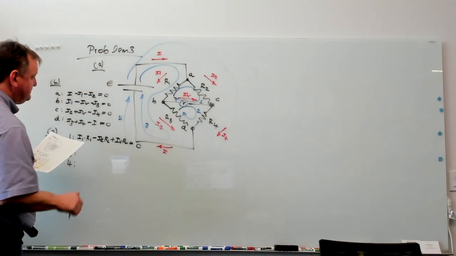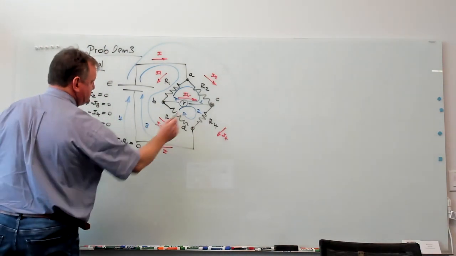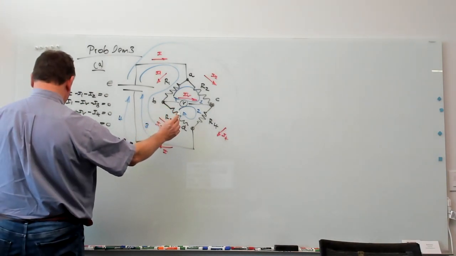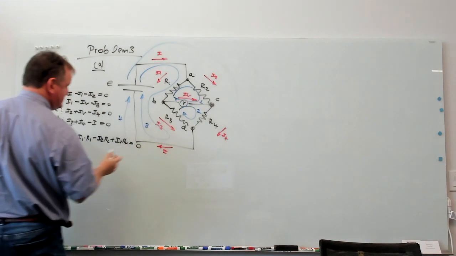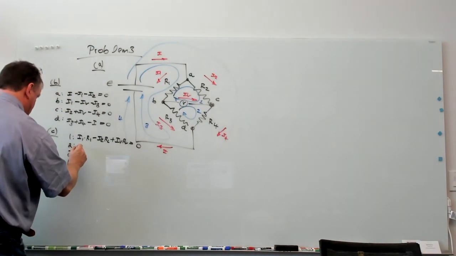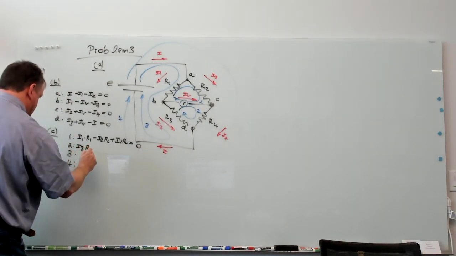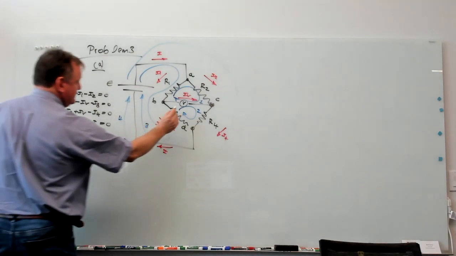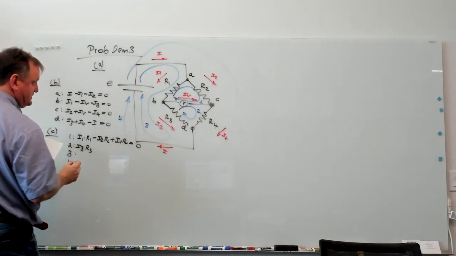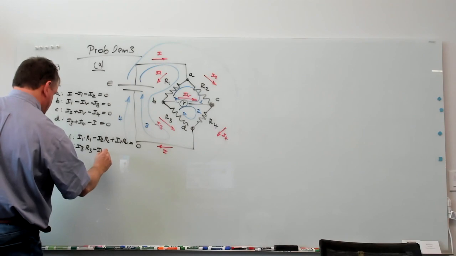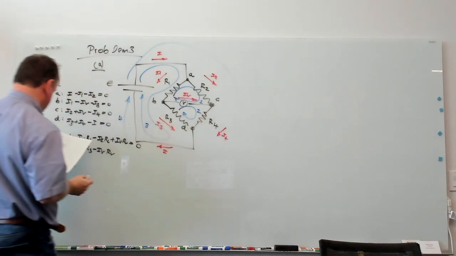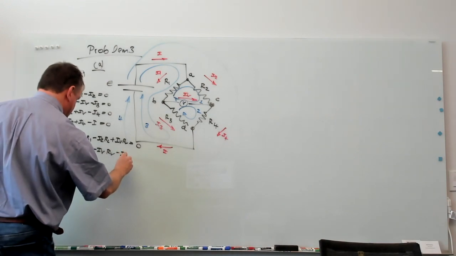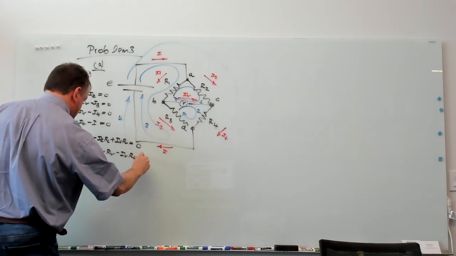So now let me come to loop 2. Let's start from here with I3. So you walk here in the opposite direction, so this would be I3 times R3. Then in the same direction of current IV, so minus IV times RV. And in the same direction for R4, this is minus I4 R4 equals 0.